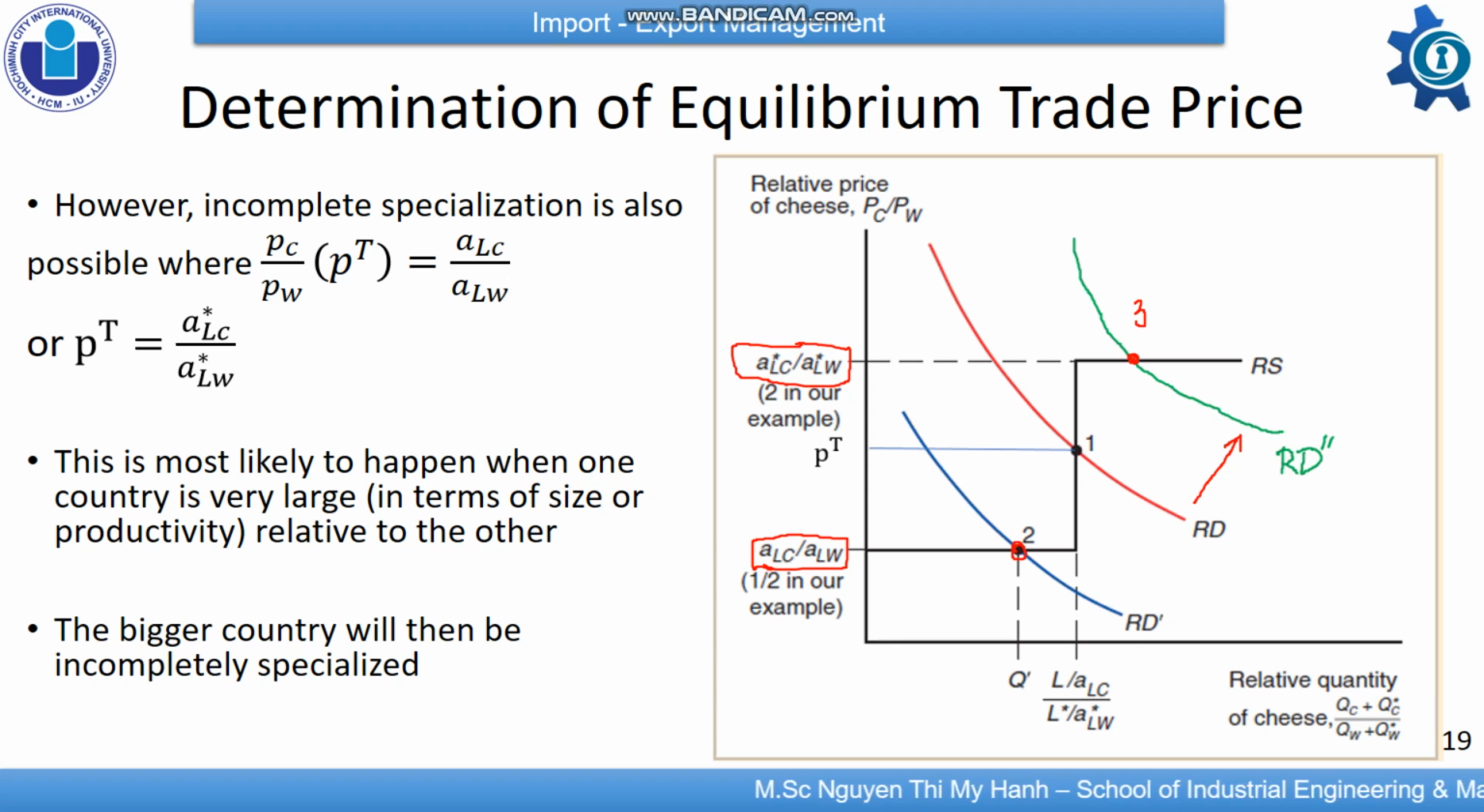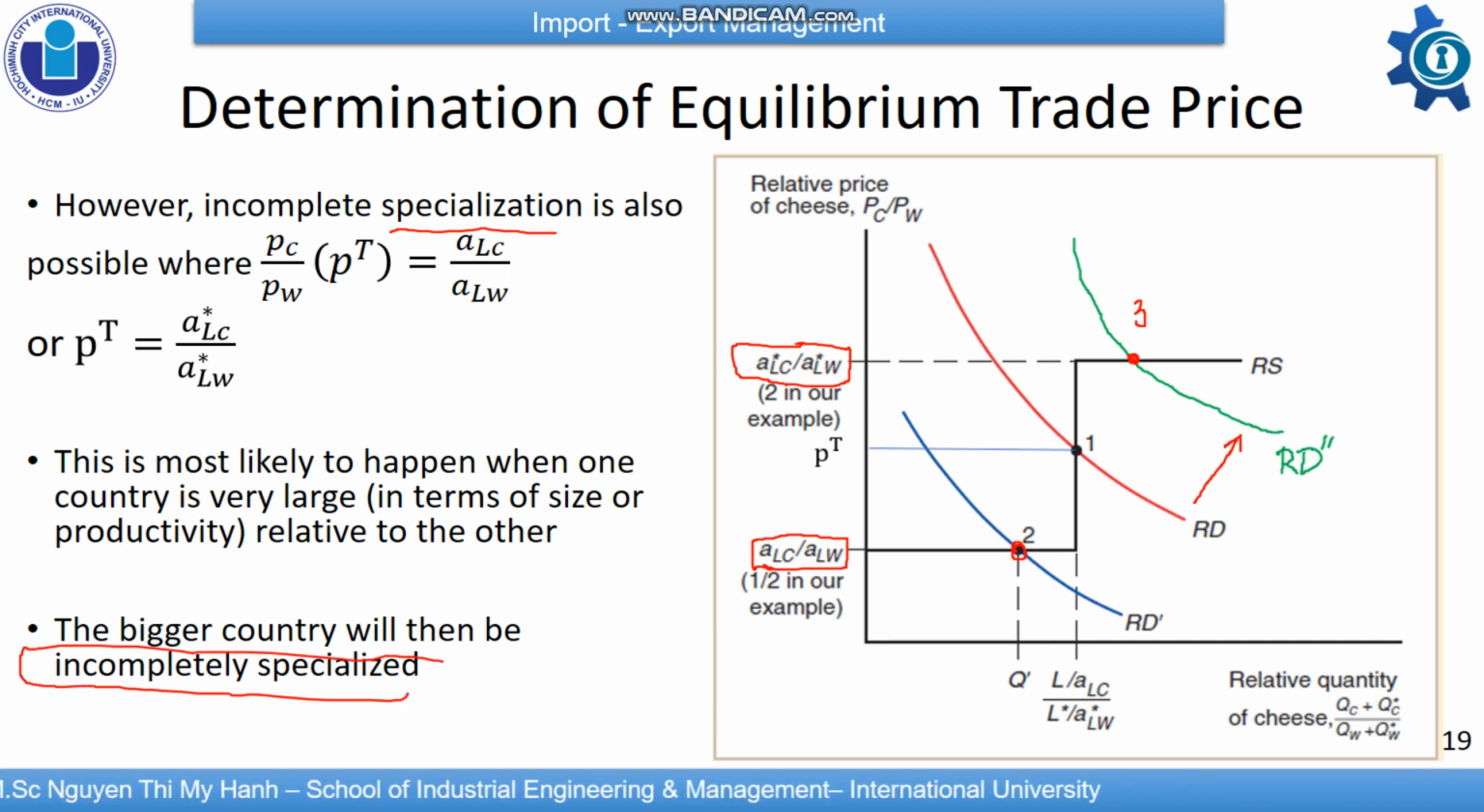This is most likely to happen when one country is very large in terms of the size of productivity relative to the other. So if the foreign country is very large, much more powerful than the home country, or the home country is more powerful than the foreign country. If not, then complete specialization will happen, and the bigger country will be incompletely specialized. Okay.